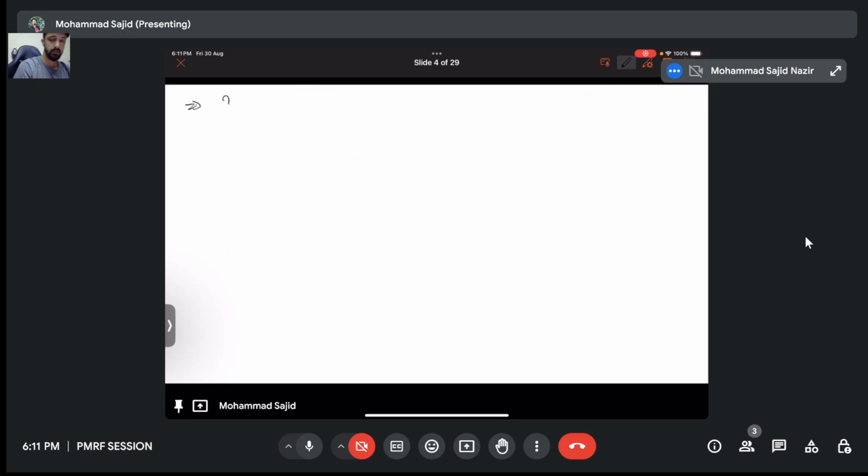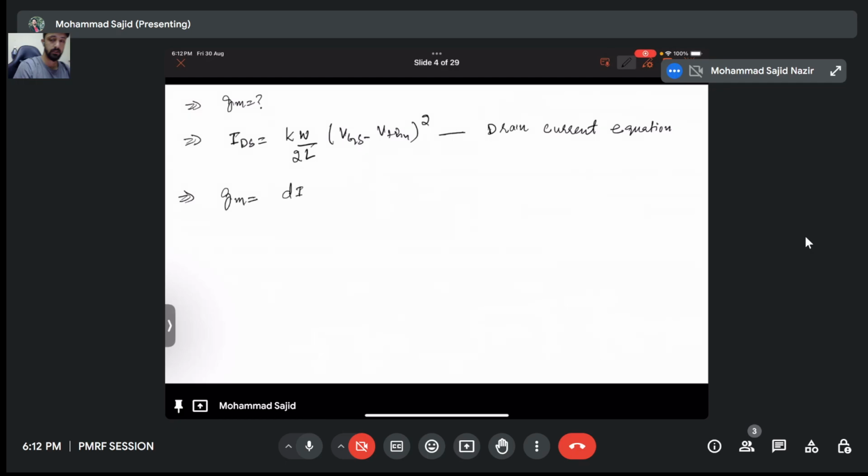Now I need to find GM. So from the MOSFET equation, IDS is equivalent to kW by L by 2 times VGS minus VTH n whole square. This is the drain current equation. Okay, so if I need to find GM, that will be given by dID by dVGS. So kW by L times VGS minus VTH n. Right? Now this term is known. This is known to us. This is also known. What is this? VGS.